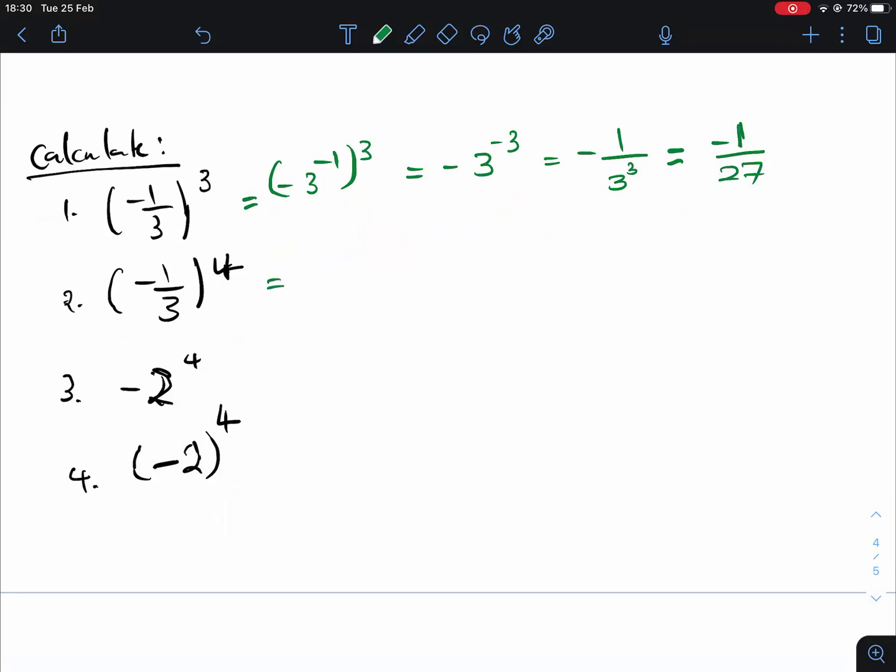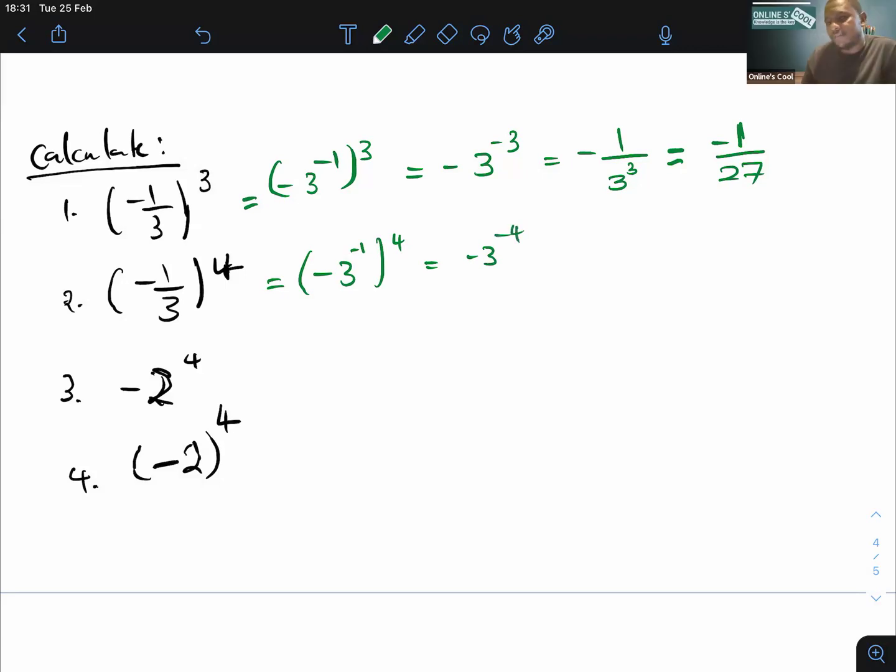And then what about this one? You can do the same thing also. We can write (-3) to the power of -4.